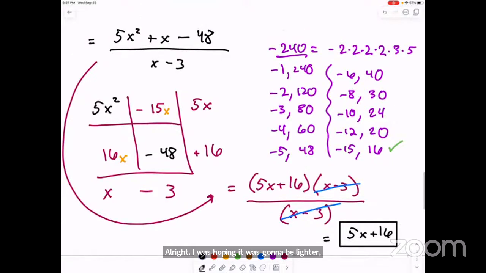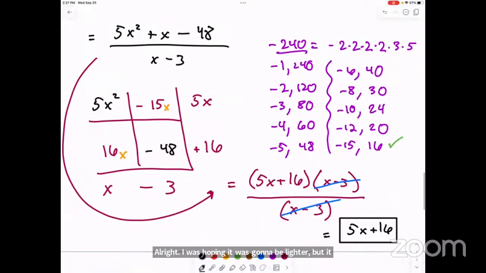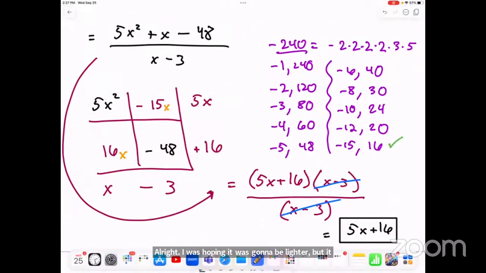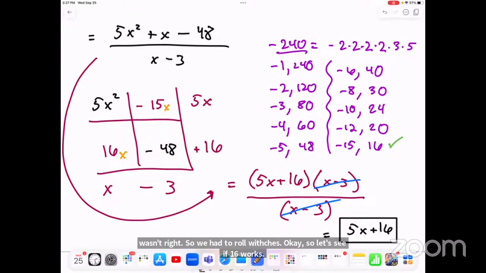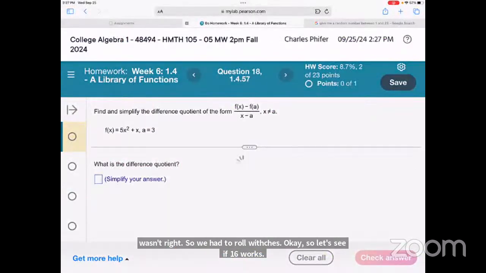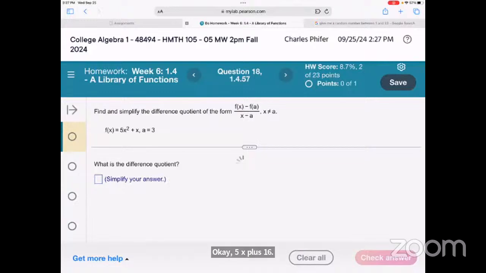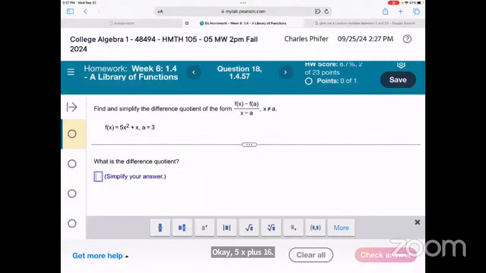Okay, so let's see if 5x plus 16 works. 5x plus 16. Yoink. All right, come on.